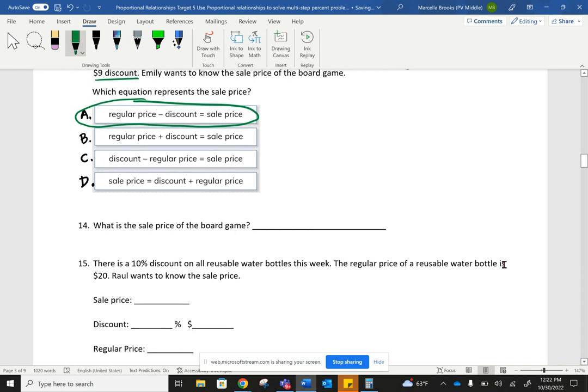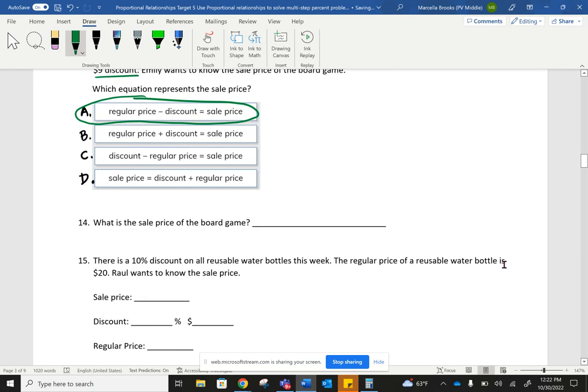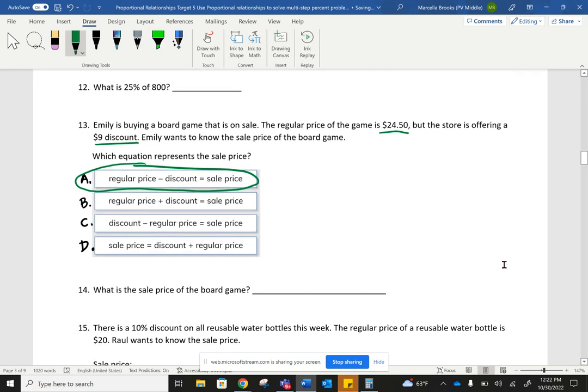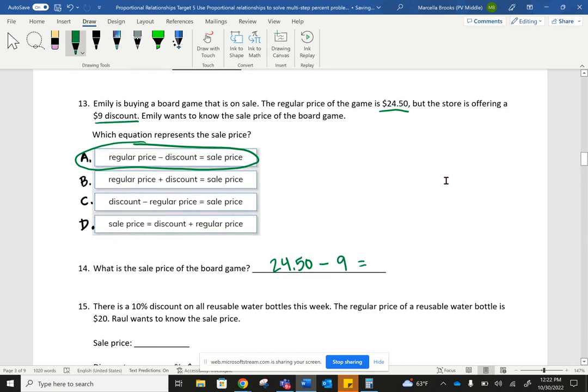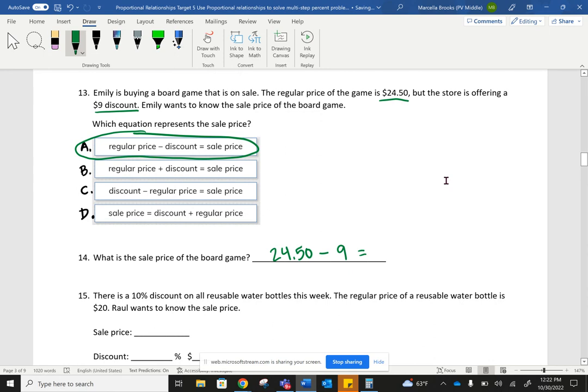So then on 14, it wants us to calculate the sale price of the board game. So the regular price was $24.50. The discount was $9, so we're going to do minus 9. And that's going to give us how much she paid for it, or the sale price after the discount. So go ahead and calculate that. You can use a calculator.